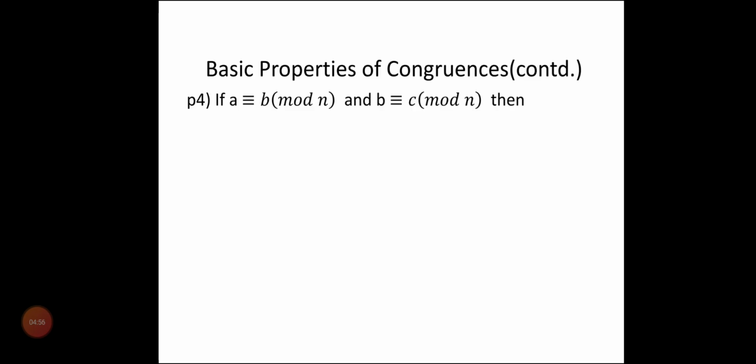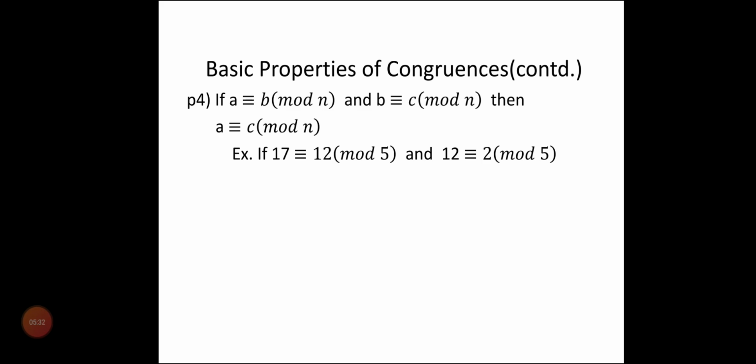The next property: if a is congruent to b modulo n and b is congruent to c modulo n, then a is congruent to c modulo n. This property is called the transitive property, or this relation is called a transitive relation. Whenever a is related to b and b is related to c, a is related to c. That means if the difference a minus b is divisible by n and b minus c is divisible by n, then a minus c is also divisible by n.